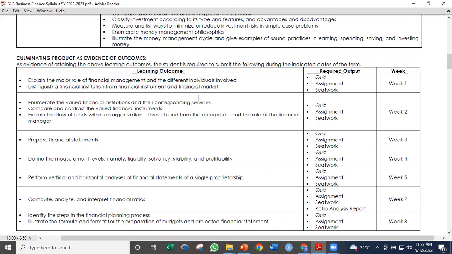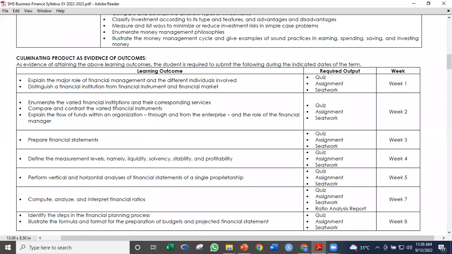So we'd like to take a look at the structure of finance in a company. Who are the individuals involved in that? Okay, and we'd like to look at the difference between a financial institution, a financial instrument, and a financial market. So what are these three things? That will be our goal for week one. Next week, we're going to look at the different types of financial institutions and the services that they provide.